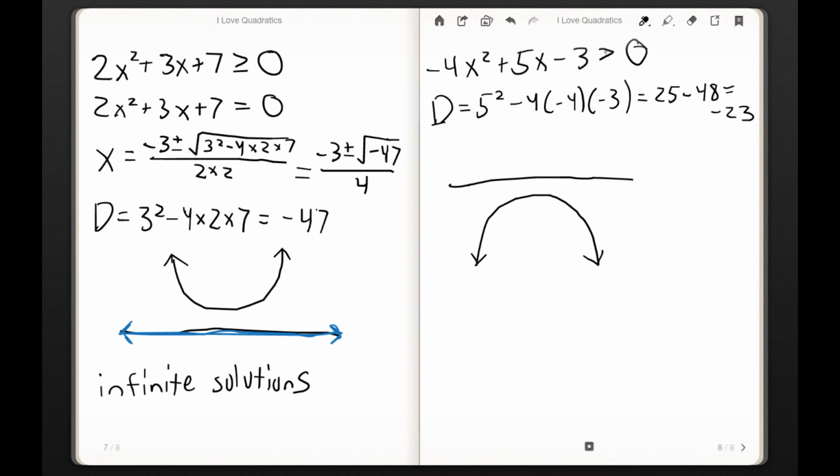So here in the inequality, we're being asked to find where the parabola is greater than 0. Where is it above the x-axis? And that is nowhere. It never goes above the x-axis. So the answer here is no solution.